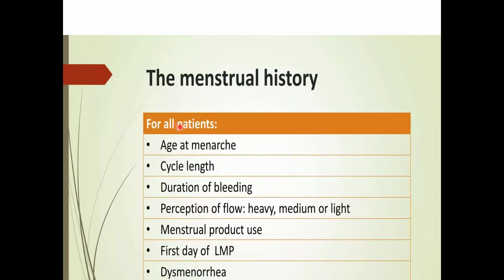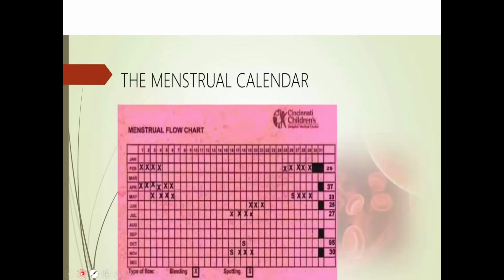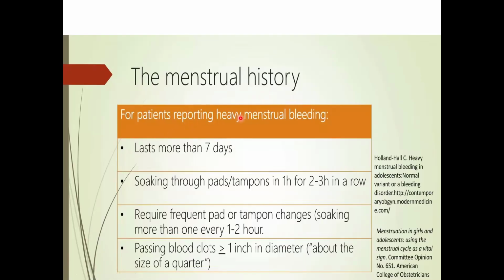Now the menstrual history for all patients: age at menarche, cycle length, duration of bleeding, precision of flow (heavy, medium, or light), menstrual product use, first day of LMP, and dysmenorrhea should be asked of the patient. The menstrual calendar helps in remembering the episodes of menstrual bleeding. For the patient reporting heavy menstrual bleeding, ask whether it lasts more than 7 days, soaking through pads or tampons in 1 hour for 2 to 3 hours in a row, whether there is a requirement of frequent pad changes, or passing blood clots greater than or equal to 1 inch in diameter, about the size of a quarter.